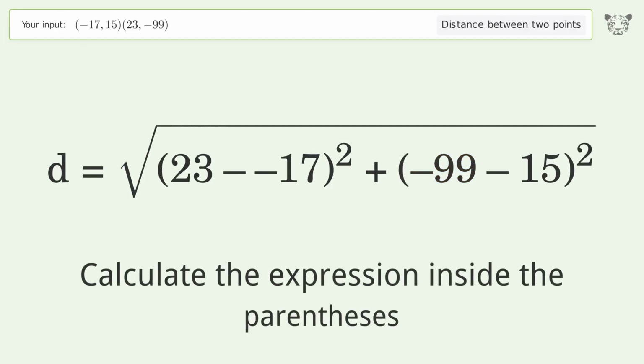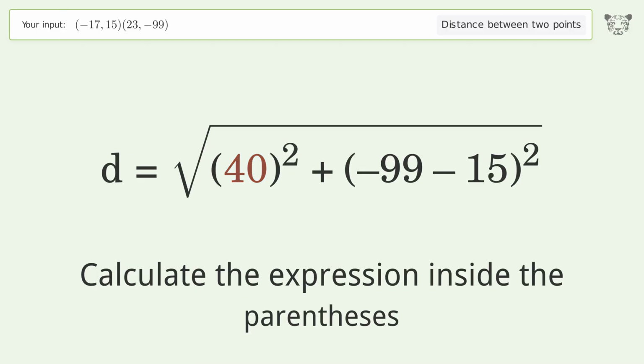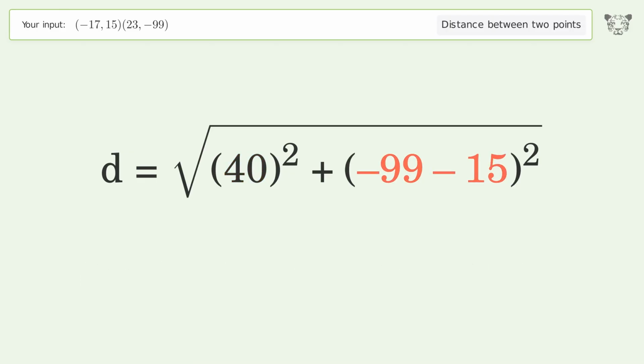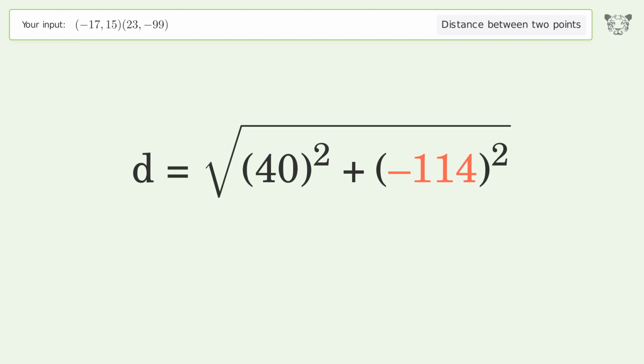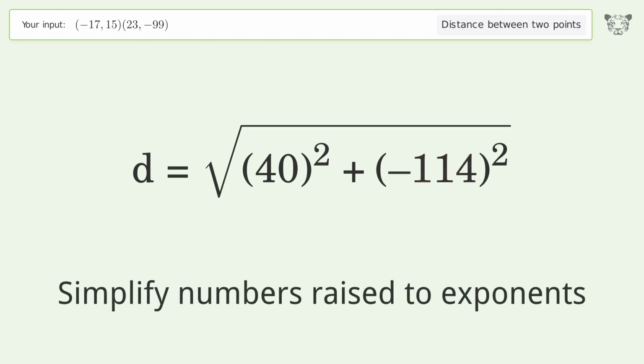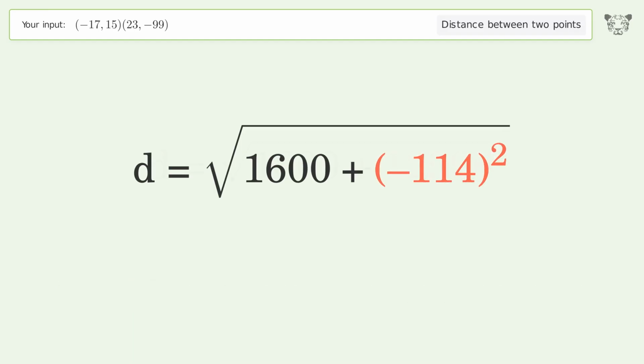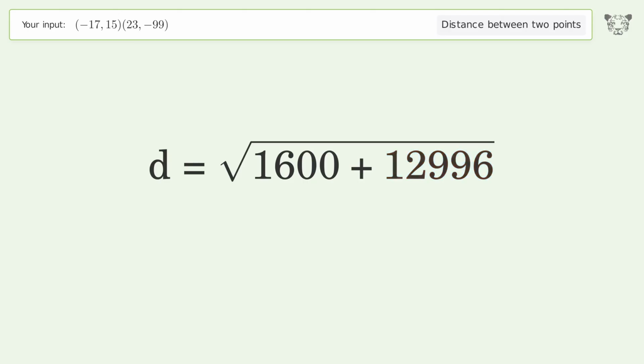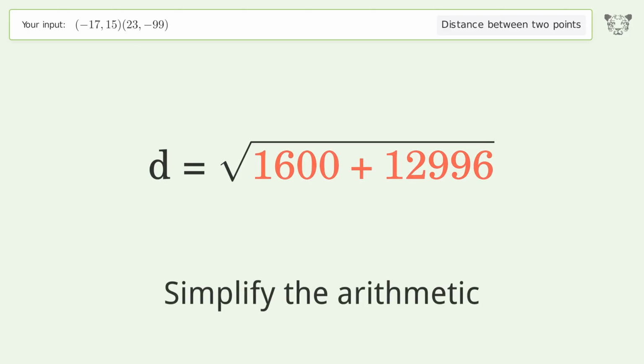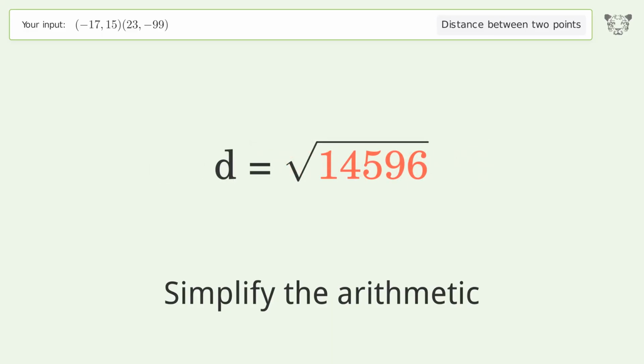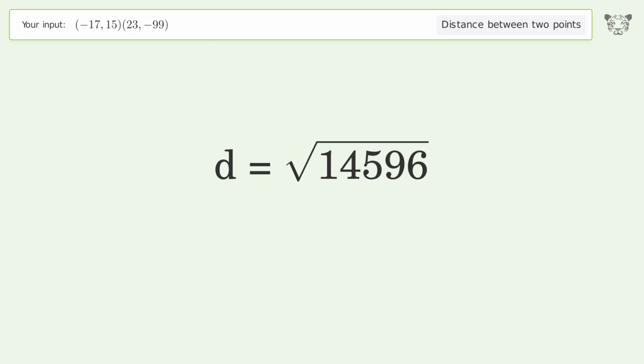Calculate the expression inside the parentheses. Simplify numbers raised to exponents. Simplify the arithmetic. And so the distance between the 2 points is the square root of 14,596, or 120.814.